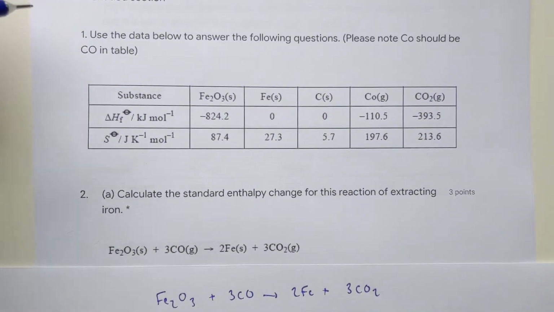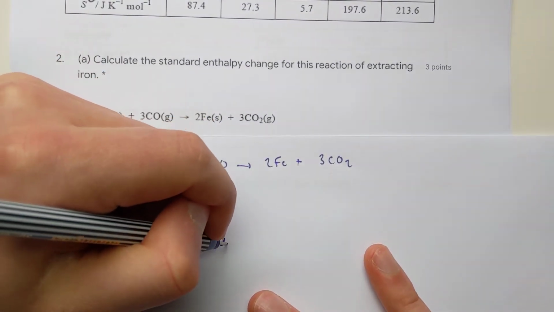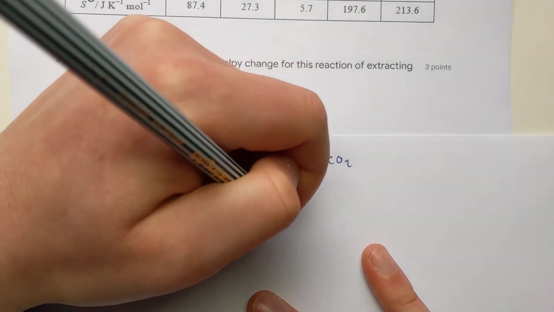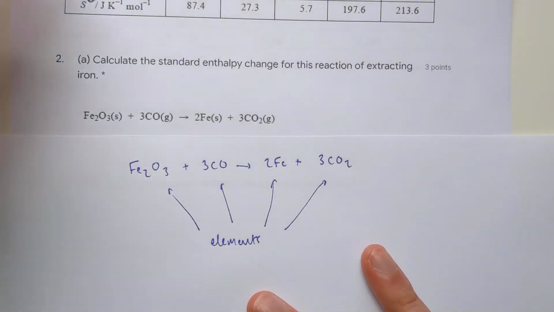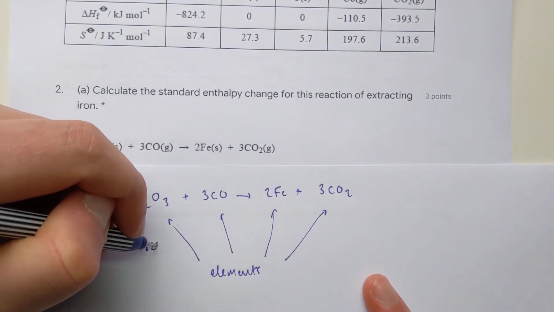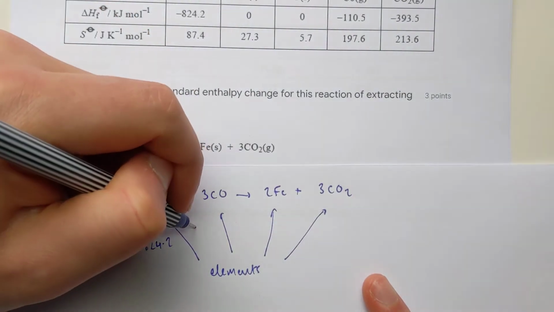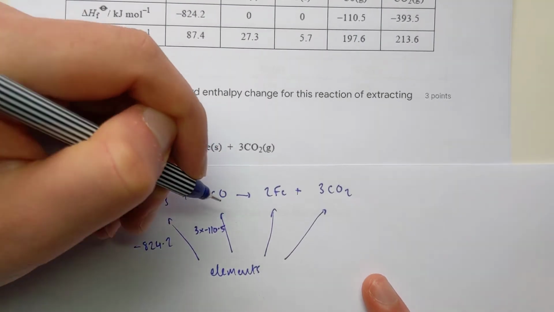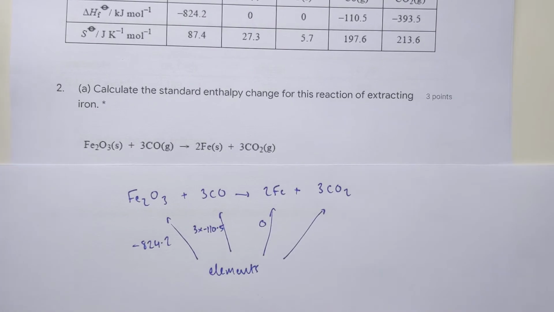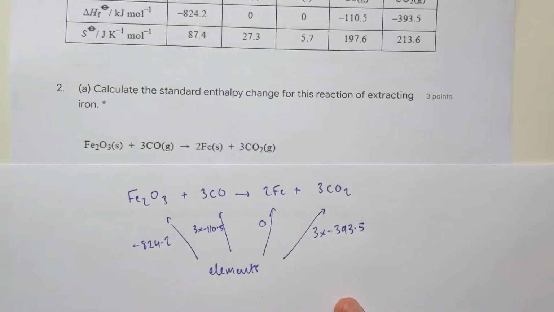In terms of the data I've got on the table, I've got enthalpy of formation data. So that's going from elements to compounds. So I'm going to put elements at the bottom of the cycle, and we're going to go up to the compounds from there. Transferring my data across, I need a value for iron oxide, that's minus 824.2. Value for carbon monoxide, 3 times minus 110.5. Value for iron, remember it's an element, so you can't form an element from an element, so it's just 0. And last bit, 3 carbon dioxides, 3 times minus 393.5.